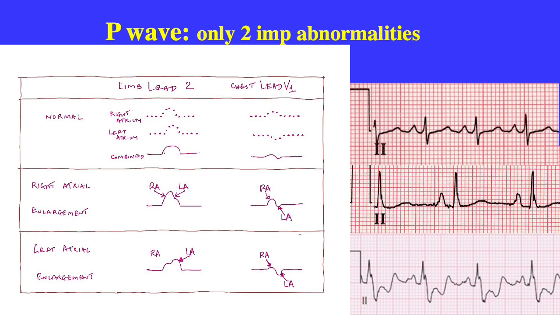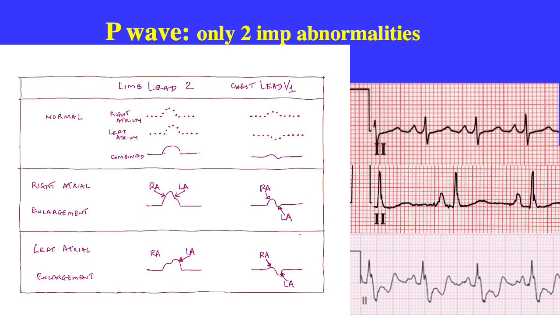P wave has only 2 abnormalities, as I alluded to. In the top panel of the EKG strip is a normal P wave. In the middle panel, you will see in the limb lead 2 that the P wave is tall and is seen in right atrial enlargement. In the lowermost panel, the P wave is bifid and suggests that the patient has left atrial enlargement.